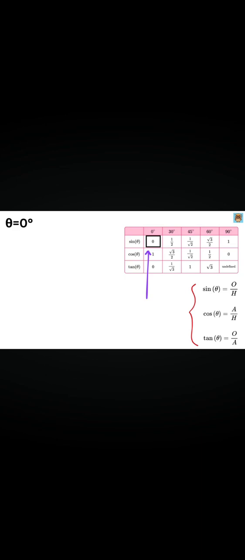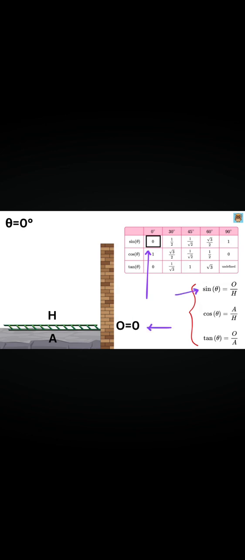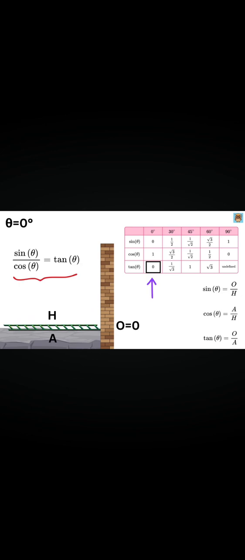The sine of 0 is 0. As you can see for the ladder example, it means that the ladder is resting on the ground. So the wall height is 0, and therefore this ratio is also 0. While the cos of 0 is 1, because the hypotenuse, or this ladder, is fully along the adjacent side, or the ground. Thus this ratio is 1, and tan of 0 is sine over cos, or 0.